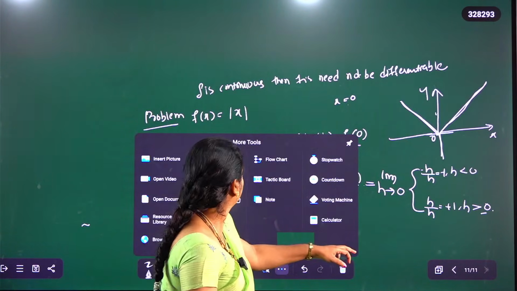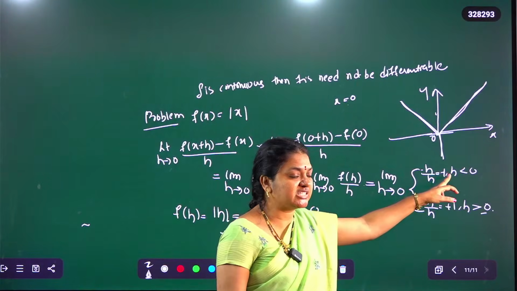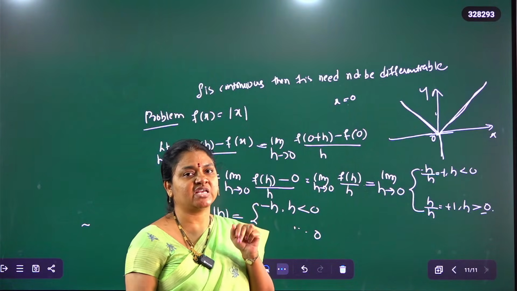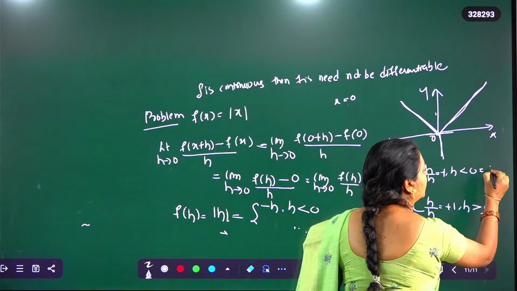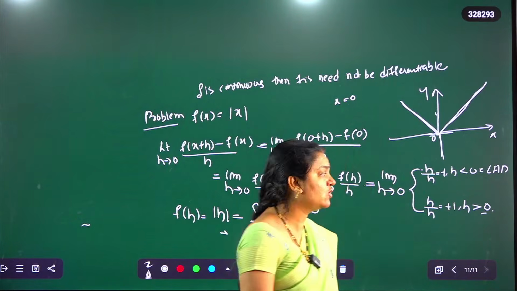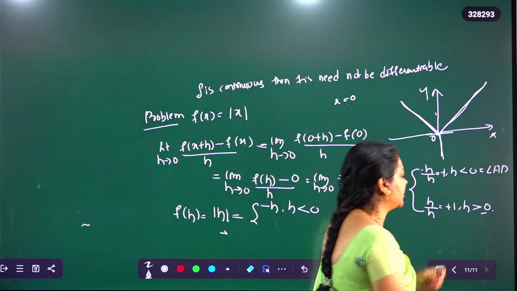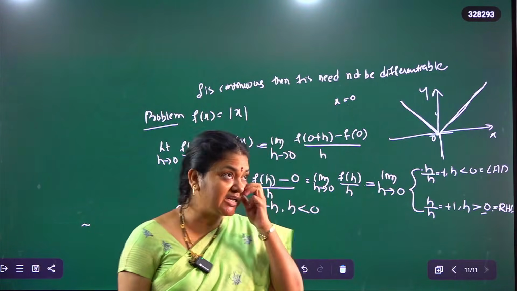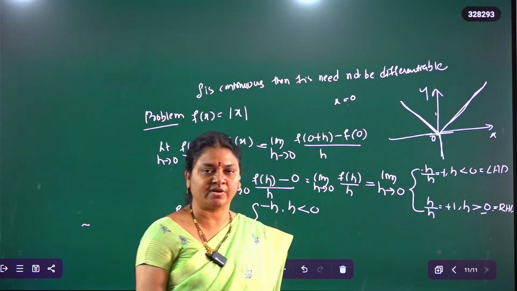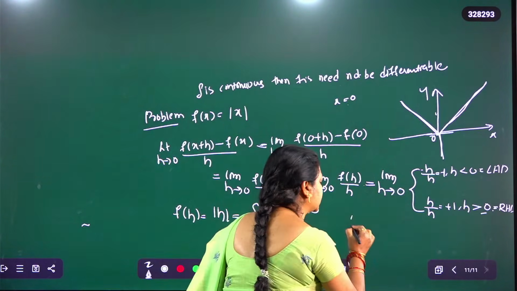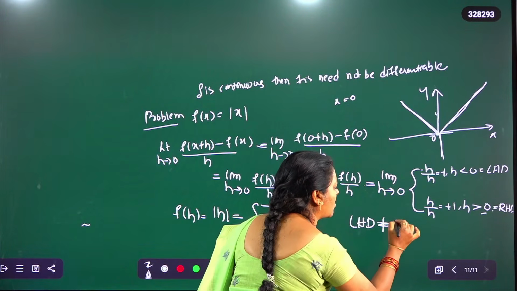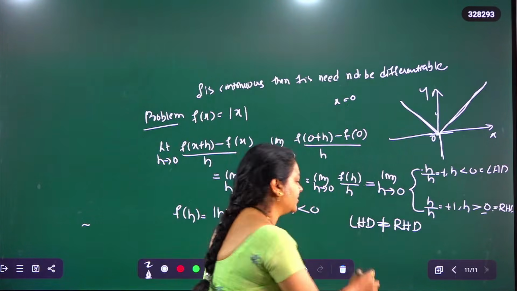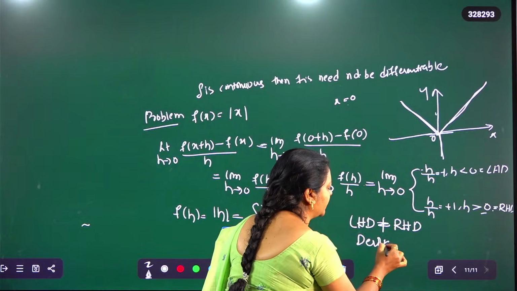That means here you can see minus 1 and plus 1, isn't it? That means we are getting two derivatives for the same function. It is LHD, left hand derivative, what we are getting? Minus 1. And what is the right hand derivative we are getting? Plus 1. Right? That means here clearly you can see this is minus 1 and this is plus 1. They are not equal. So obviously left hand derivative is not equal to right hand derivative. Once they are not equal, that means derivative does not exist.